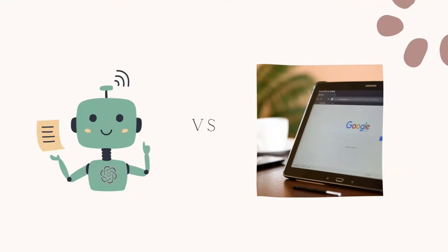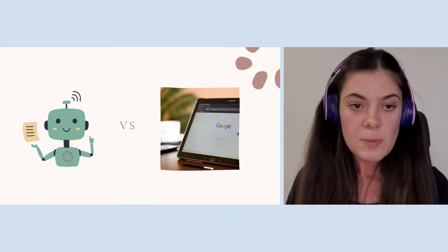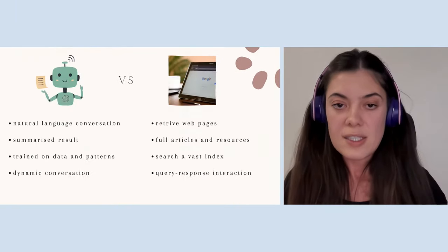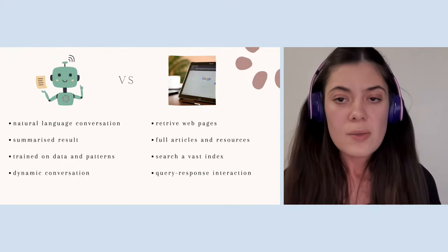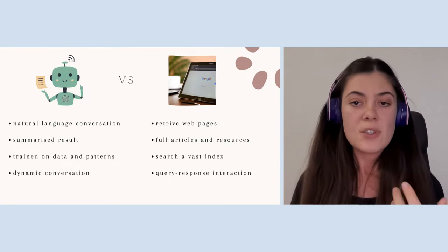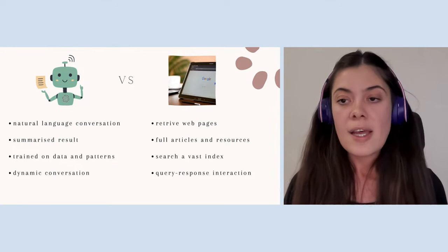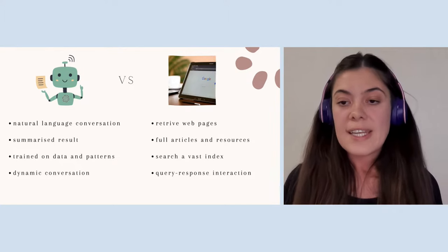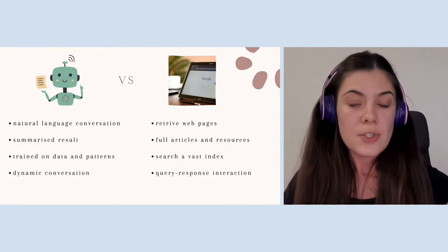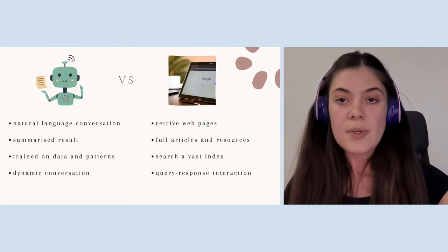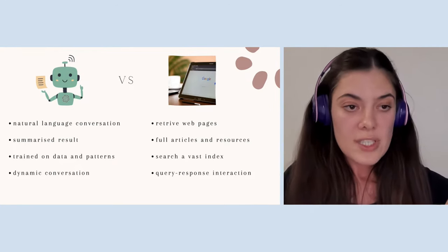Now you are asking, but we already have search engines. Why do we need another tool to do something similar? Well, there are a few differences between ChatGPT and a search engine. The search engine retrieves web pages. It gives you access to the full article and resources. The interaction is query response based. So you enter your query and you get a bunch of results.